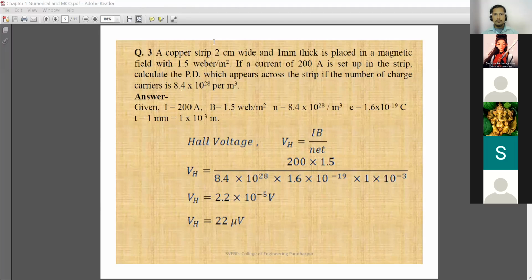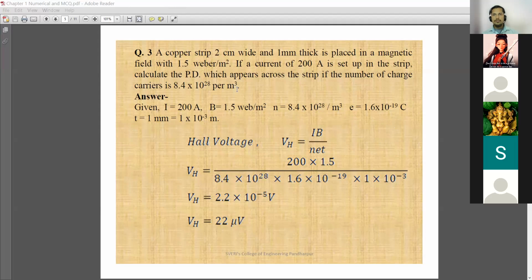Now here, first we have to check what are the given things. Current is given, that is 200 ampere. Then magnetic field is 1.5 Weber per meter square. Charge carrier concentration is 8.4 into 10 raised to 28 per meter cube. Charge is 1.6 into 10 raised to minus 19 coulomb. And thickness is given as 1 mm, that is 1 into 10 raised to minus 3 meter.